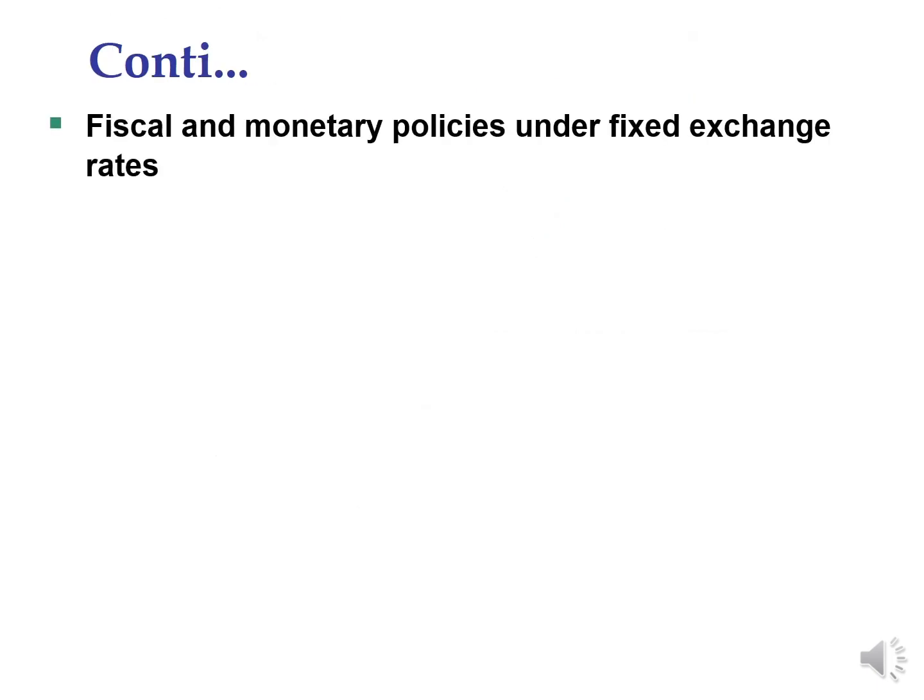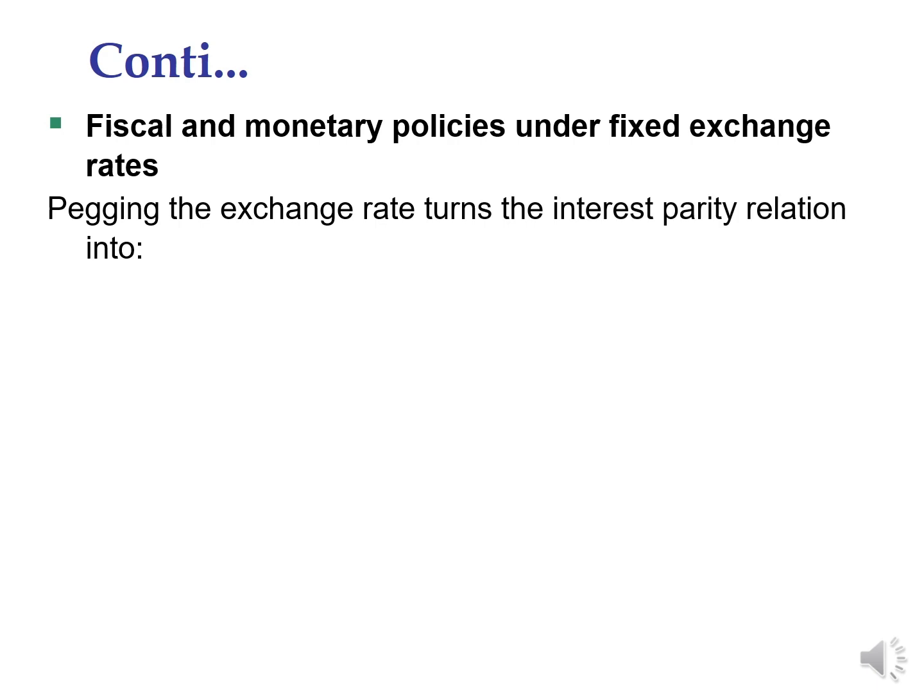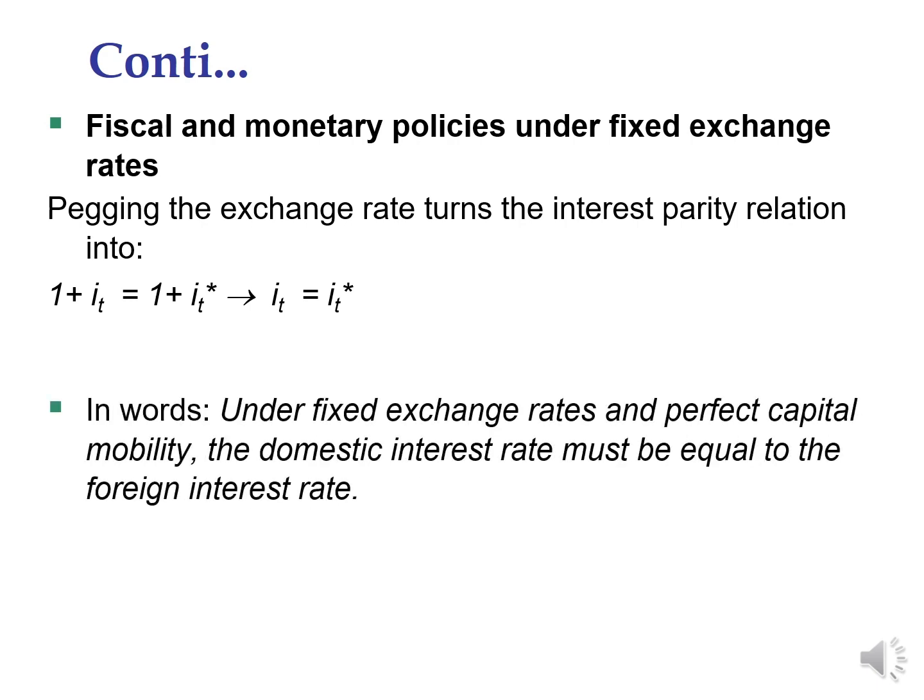Fiscal and monetary policies under fixed exchange rate. Pegging the exchange rate turns the interest parity relation into 1 plus i_t equals 1 plus i_t star, so i_t equals i_t star. In words, under fixed exchange rate and perfect capital mobility, the domestic interest rate must be equal to the foreign interest rate. Domestic is i_t and the foreign is i_t star.